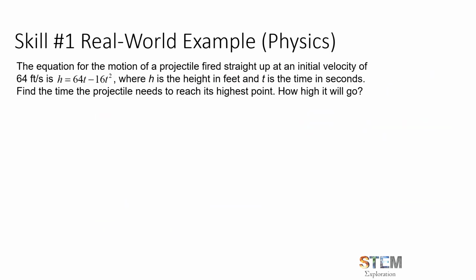Now, the second problem I want to take a look at here is the equation for the model of a projectile fired straight up at an initial velocity of 64 feet per second: h equals 64t minus 16t squared, where h is the height in feet and t is the time in seconds. Find the time the projectile needs to reach its highest point and how high it will go.